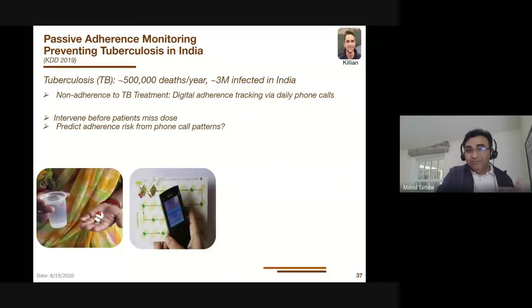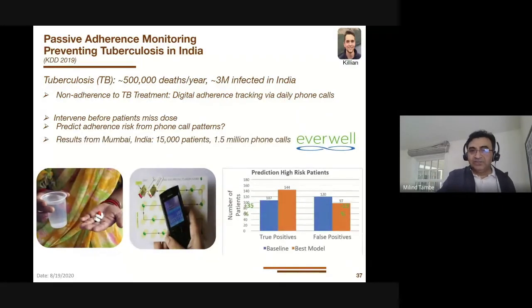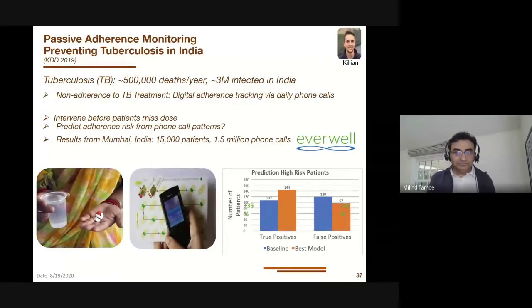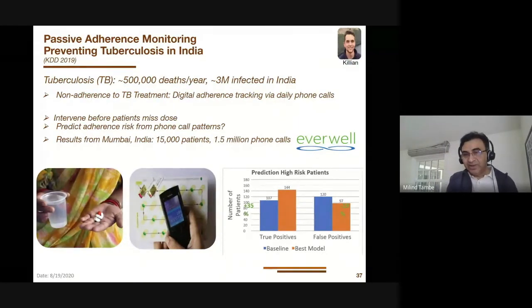drop-off. Can we predict this adherence risk purely from the phone call patterns, similar to what we just saw with Arman? That's what we've done with 15,000 patients and 1.5 million phone calls with Everwell. We can see that we are able to make better predictions than what was being done by Everwell using their simple rules. So the machine learning approach did much better.